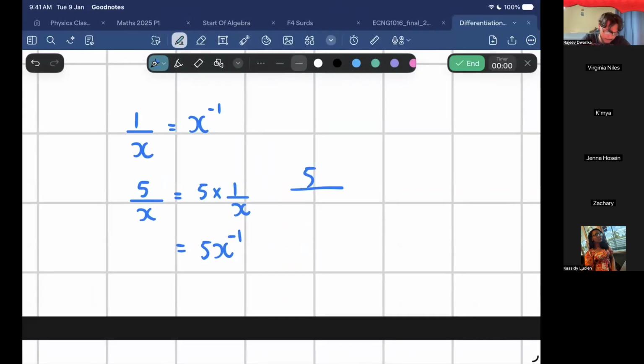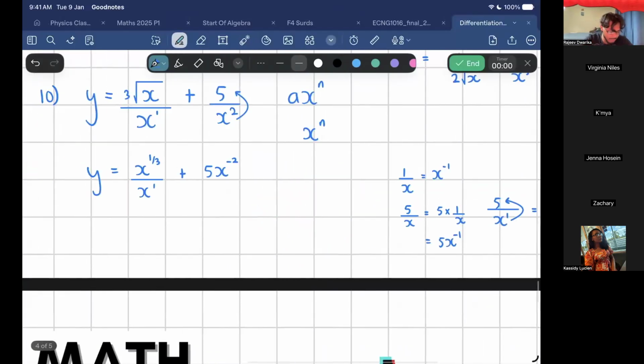Here's another way you could look at it. In the denominator, that's x to the power 1. So if I take it and bring it to the top, it's going to multiply by the 5. So it's going to be 5x, and I'm going to change the sign for the power. So that's going to be minus 1. You understand? Yes, sir.